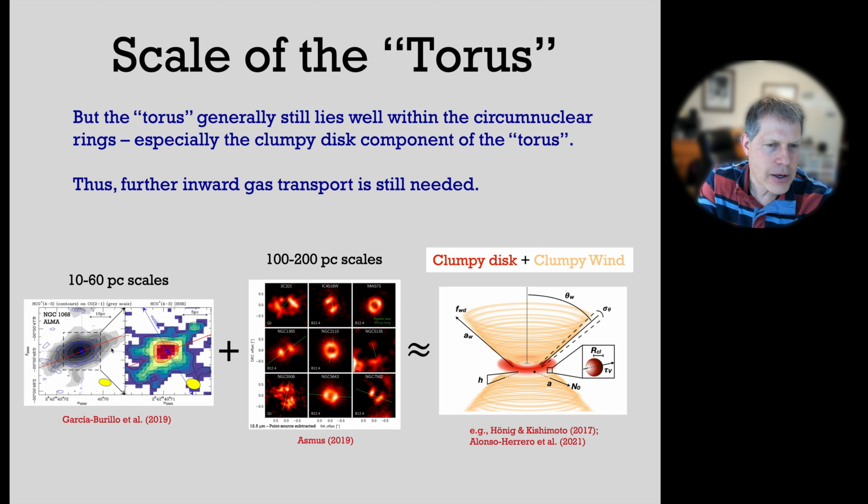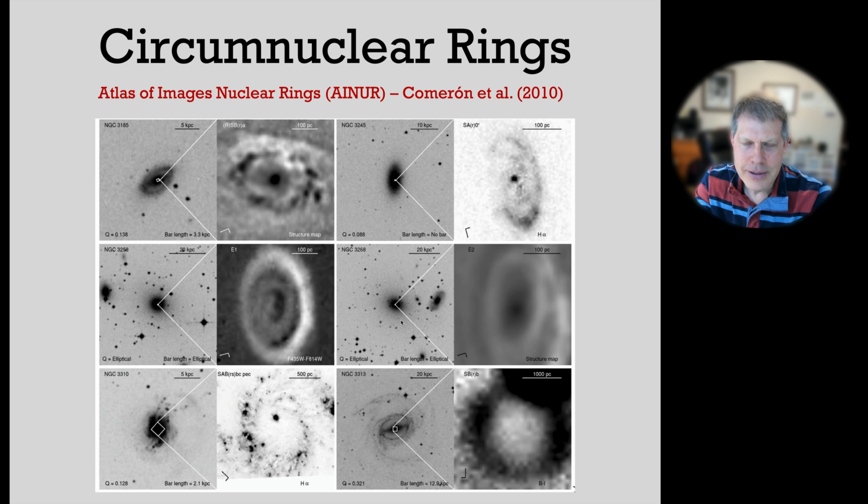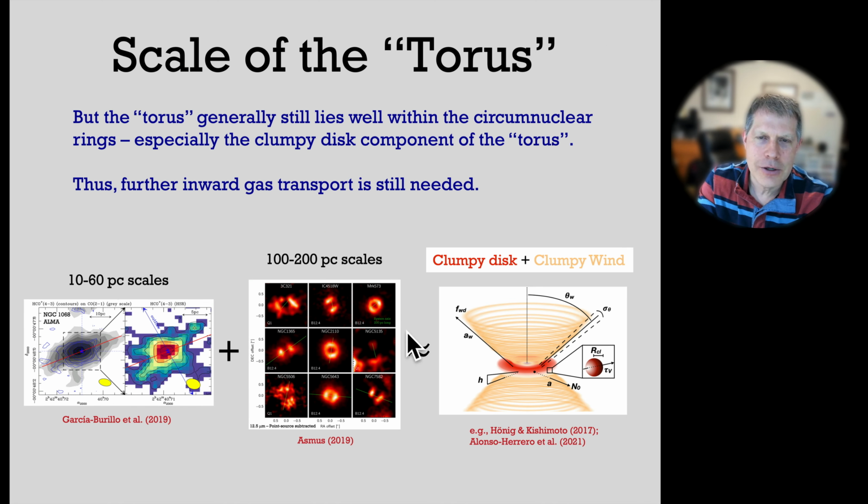Remember, the characteristic size scales of these tori, the clumpy disk component, can go out to tens of parsecs. Here is NGC 1068, and here is its clumpy disk component going out to, you know, of order 10, 20 parsecs or so. And then, of course, the clumpy wind can go out even larger. It can go out to sort of 100 to 200 parsec scale. So it's not small compared to the nuclear rings. But even for that, generally, these structures would be lying inside the nuclear rings. And thus, further inward gas transport from the nuclear ring, deeper down through the narrow line region, down to at least the torus region, is going to be important.